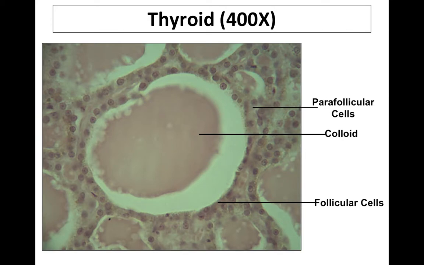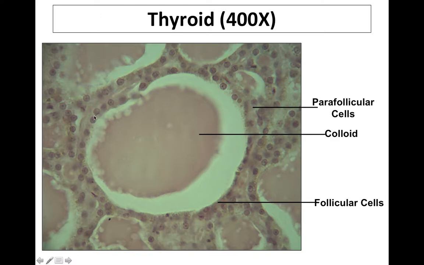Hello everyone, I wanted to talk to you about the thyroid gland and how it produces thyroid hormone. So here in this picture, you can see a very close-up view of the thyroid gland, and it's focused on one of the follicles. When you look at the thyroid gland, it's made of many of these follicles.